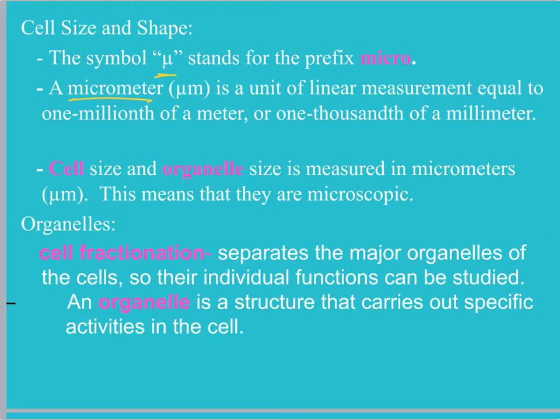And again, they're microscopic. So organelles. So cell fractionation is a way to study organelles. So you're probably wondering, how do they know all these organelles do all these things? They've used cell fractionation by separating your major organelles of cells in order to study what each organelle does. Now, the basic definition of an organelle is a structure carrying out a specific activity or specific function. So, for example, lysosomes, which are only in animal cells, digest things. They break down things. So they're kind of like the stomach of the cell.